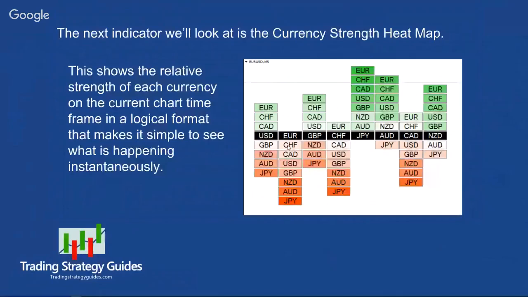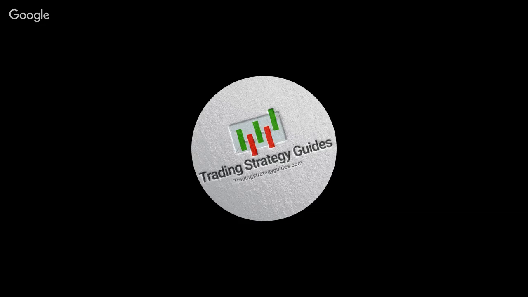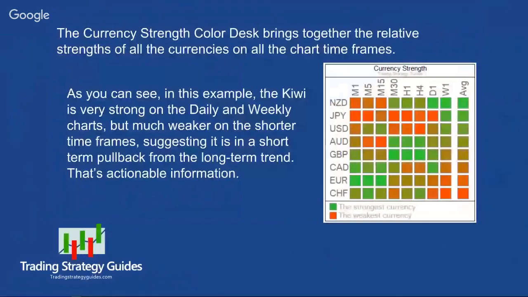This to me is one of the coolest ones, and this is the currency strength color desk, and it brings together all the relative currency strengths of all the currencies on all the chart time frames, and you can pick what time frames you want to look at, and it will only display those time frames, or you can pick all of them like I have here. I guess I didn't pick the monthly one.